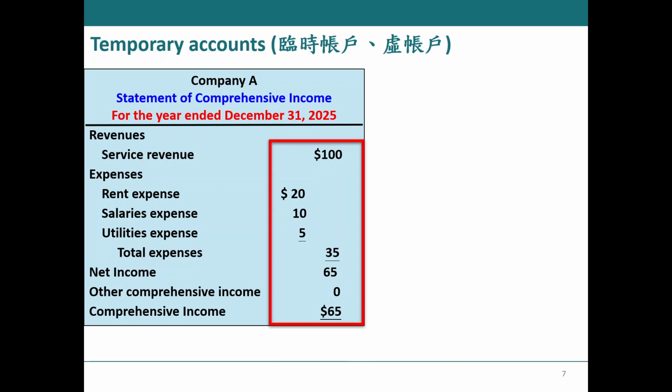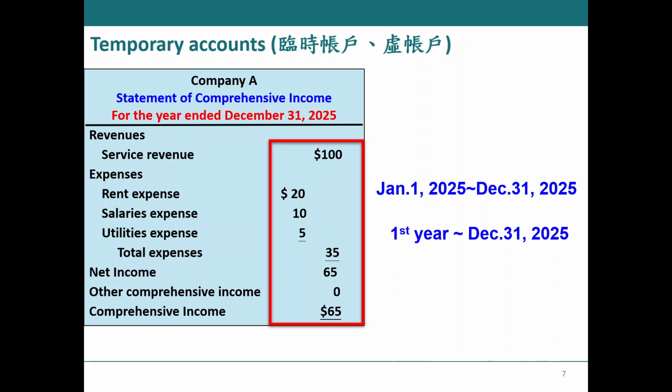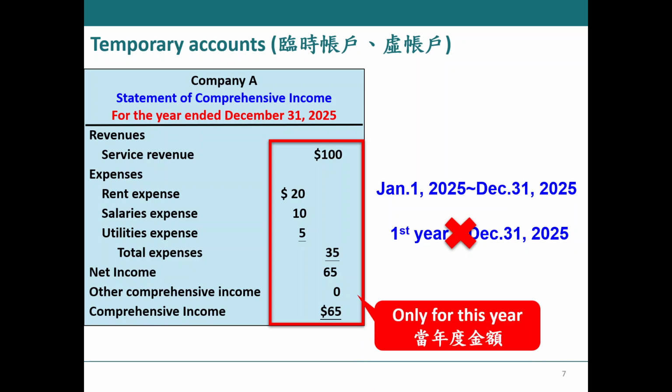So based on this, could you tell me the numbers only for this year, or they are accumulated since the first day to right now, maybe 10 years, 20 years? Which one? 1 year? Yeah, 1 year. So this period, this year, you sell the product, then you made the profit. How much? So only for 1 year. Okay? So do you find out the difference? Even though the number is $100, they have different meaning.